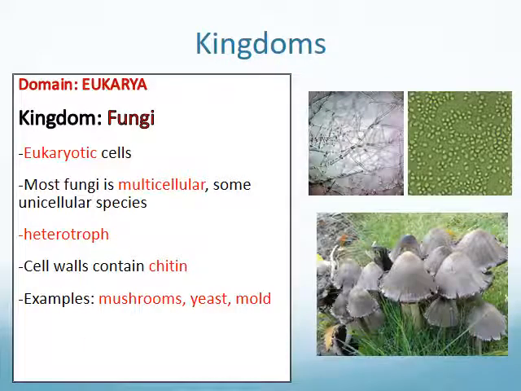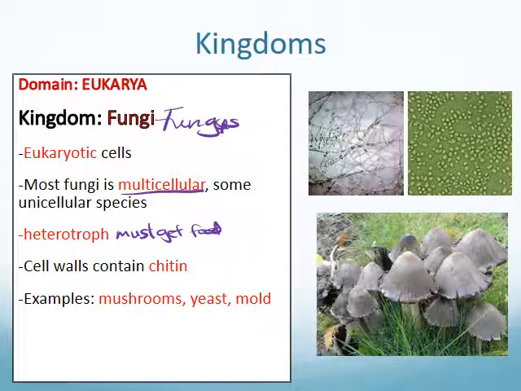Okay, so find on your notes paper the domain Eukarya, kingdom Fungi, and you know that is your fungus. Okay, these are eukaryotic cells, and most of these are multicellular. Some can be unicellular. All of them are heterotrophs. They must get their food elsewhere.